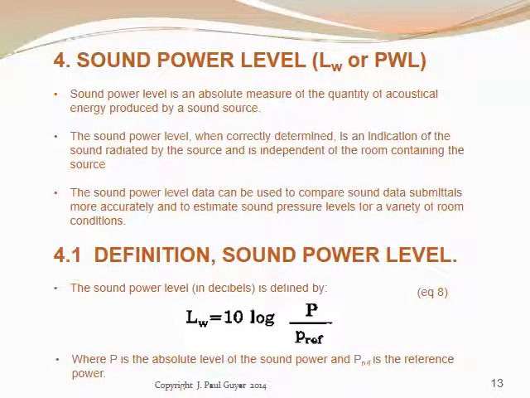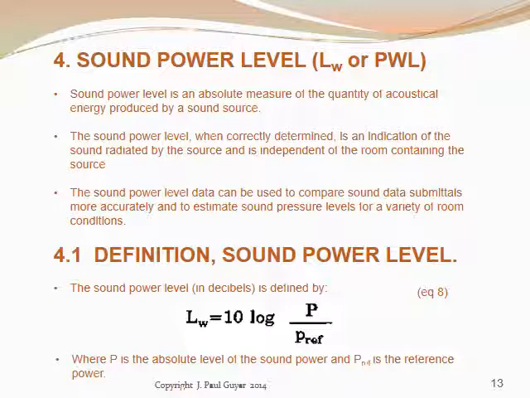Sound power level is an absolute measure of the quantity of acoustical energy produced by a sound source. Sound power is not audible like sound pressure. However, they are related. It is the manner in which the sound power is radiated and distributed that determines the sound pressure level at a specified location.